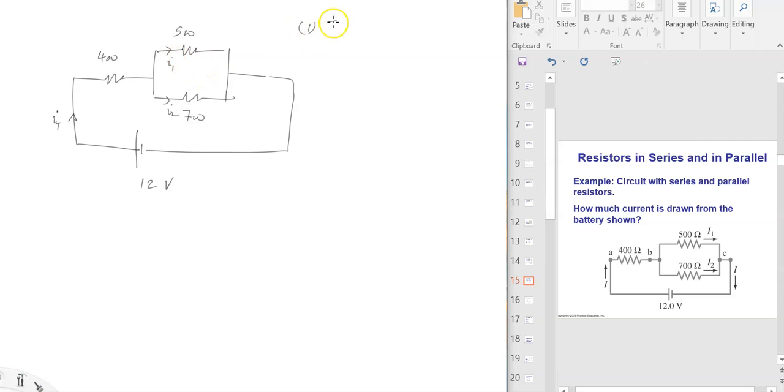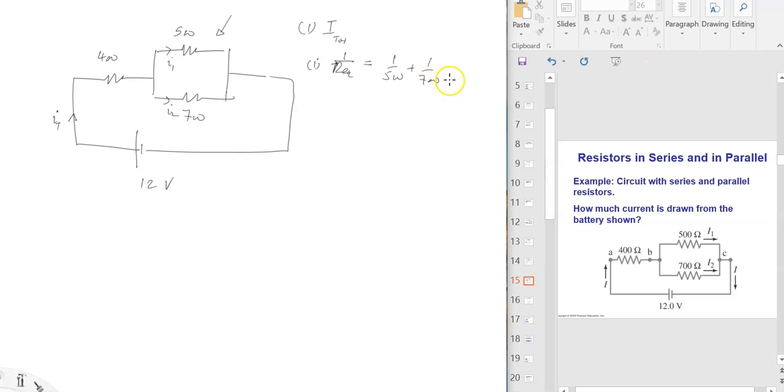I total. For that, let's find the total resistance, right? So we start with our first step. Step 1, Req. By looking at the diagram, you see that this 500 and 700 are parallel with each other. That should be my starting point, right? So I'm going to start here with the 500 and 700 resistors, writing 1 over 500 plus 1 over 700.